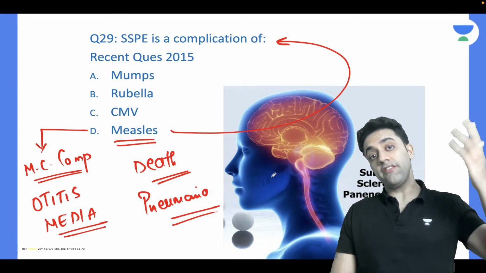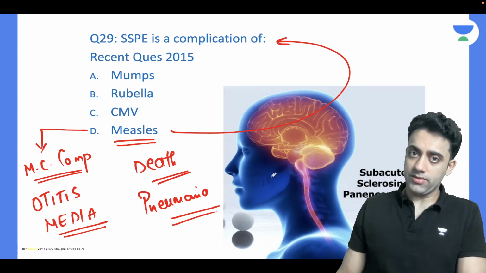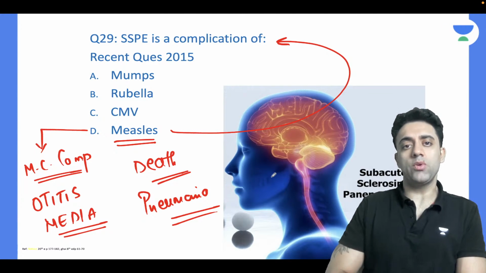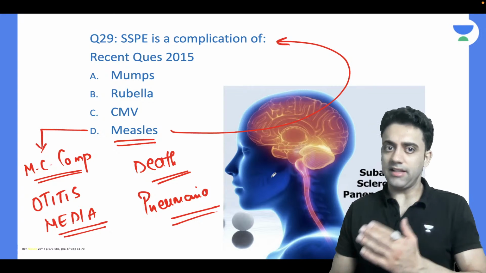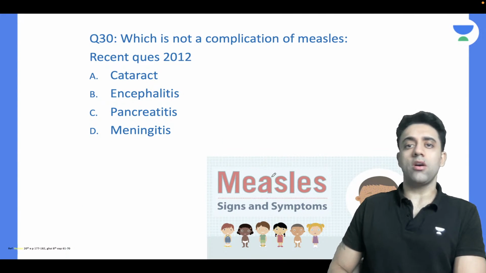Late means after 5 years, 7, 10 years. So SSPE, subacute sclerosing panencephalitis. Where I have to do a lumbar puncture and CSF studies, and this and that we have done in the previous classes. Okay, very good. Let's move on: which is not a complication of measles?